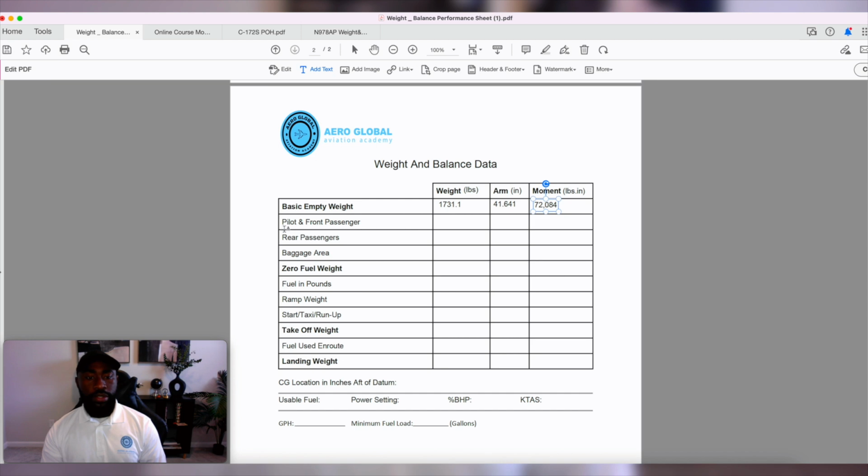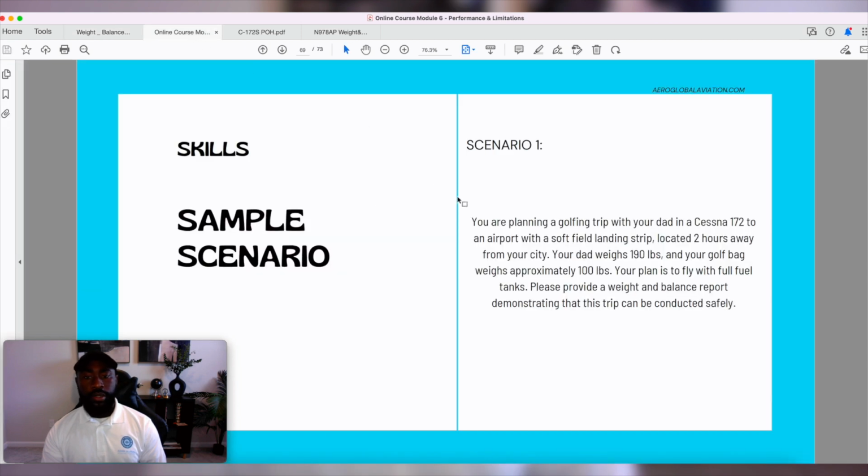So we have that. So the next thing is the pilot and front passenger. You need to get their weight, get the arm and the moment. So coming back here to the problem we have at hand, I'll use myself in this scenario as the person flying with his dad. So the problem tells me my dad weighs 190 pounds. So right now, I just weighed myself last night. I weigh 183 pounds.